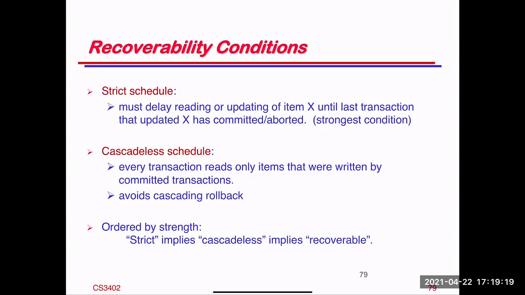The nice thing about these cascadeless schedules is that they avoid cascading rollbacks, where one transaction aborts and then this causes another transaction to abort and then another transaction to abort and so on. And the strongest condition was for a schedule to be strict, right? There you need to delay the reading or writing of an item until the last transaction that updated that item has already committed or was aborted.